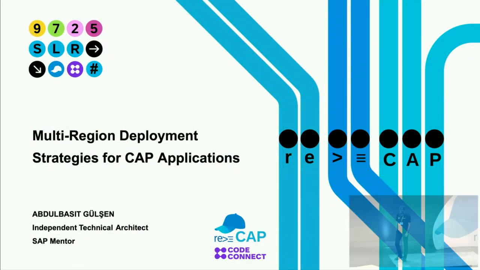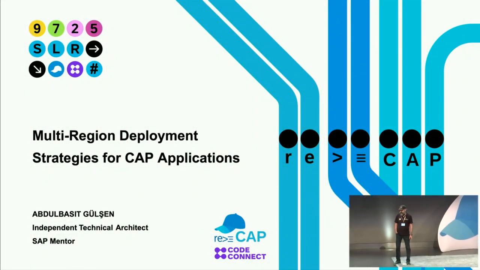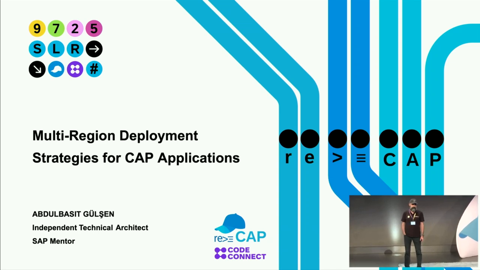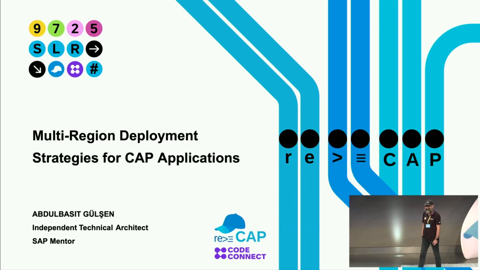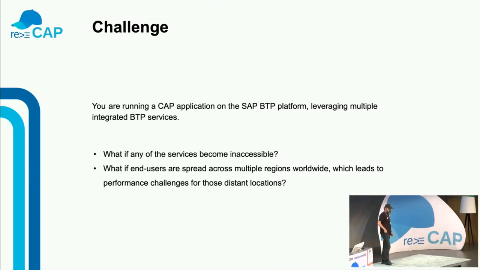Welcome everyone. In this session, I will be talking about multi-region deployment strategies while we are developing CAP applications. And the good news is I will not show you any single lines of code, so you can rest in this session. I will just talk about some architectural concepts that I have been facing during my CAP implementation, and I will show you the main challenge that I have been facing during this implementation part. Let's begin with the challenge.